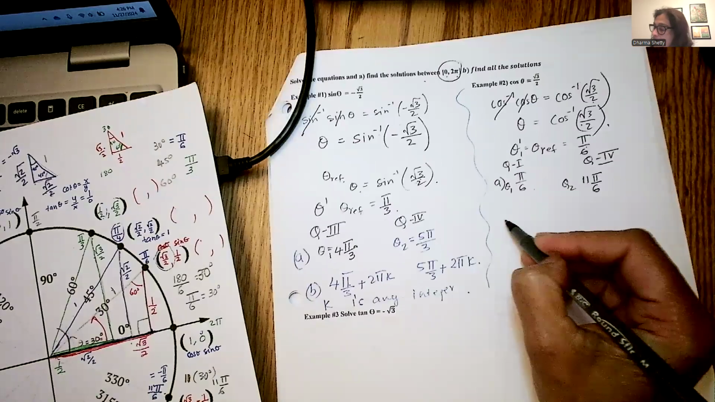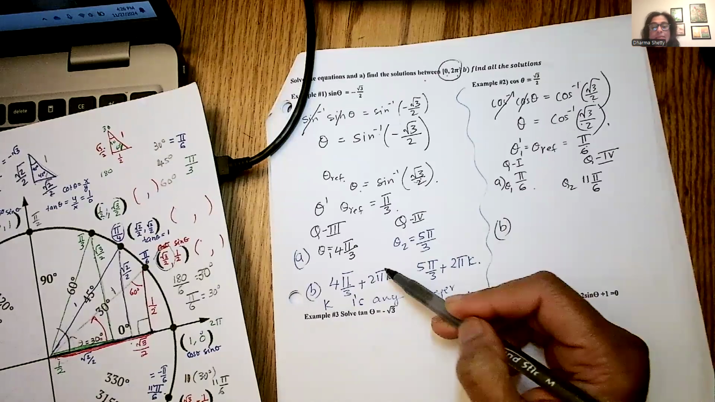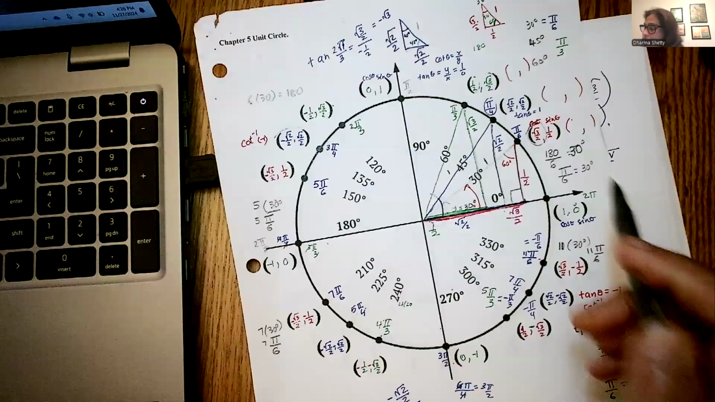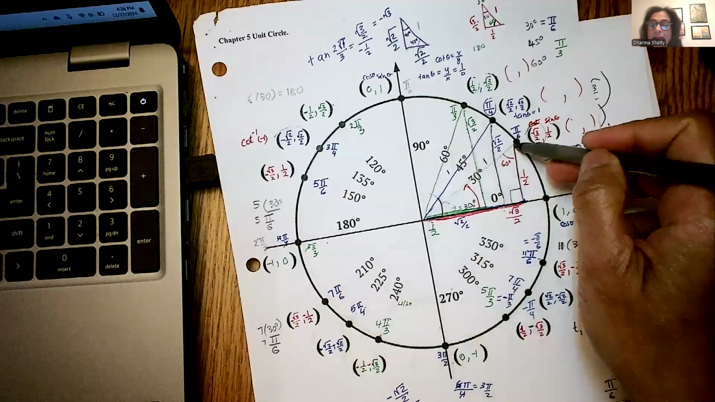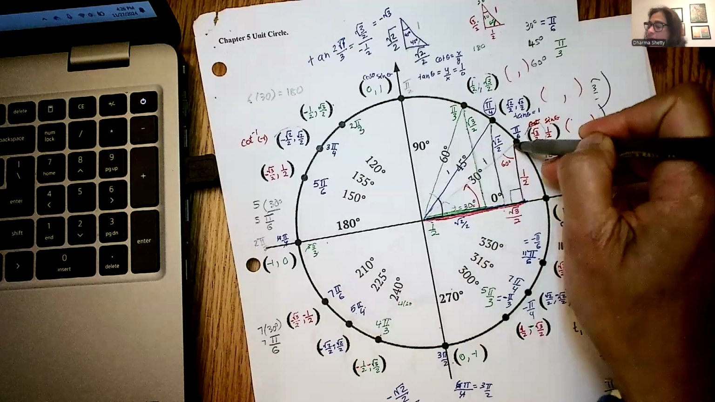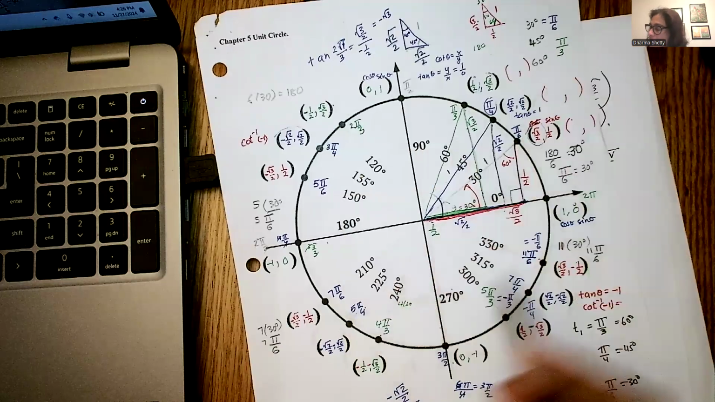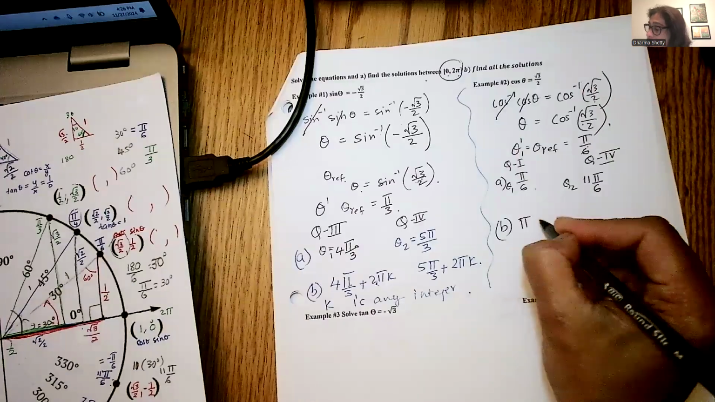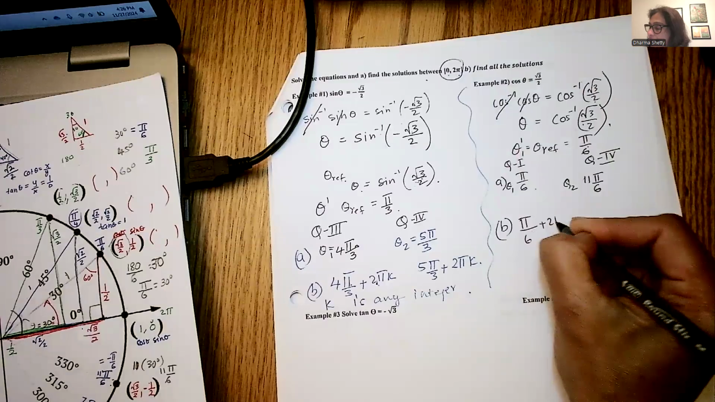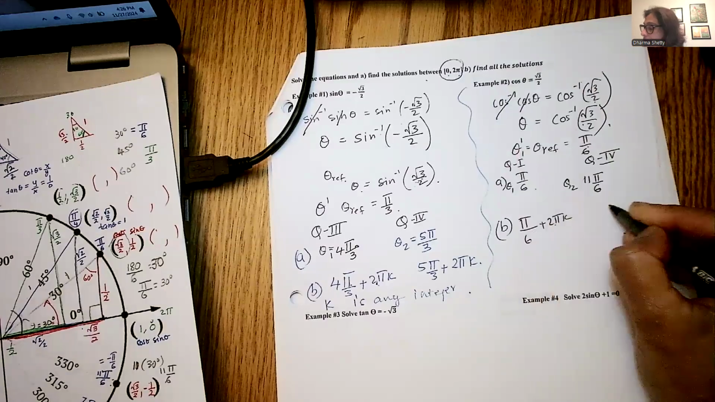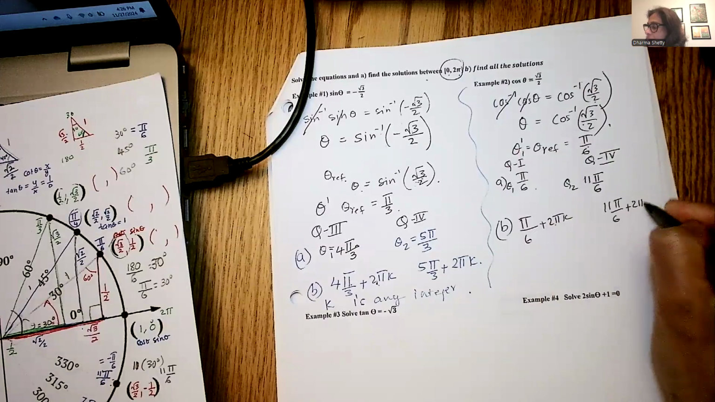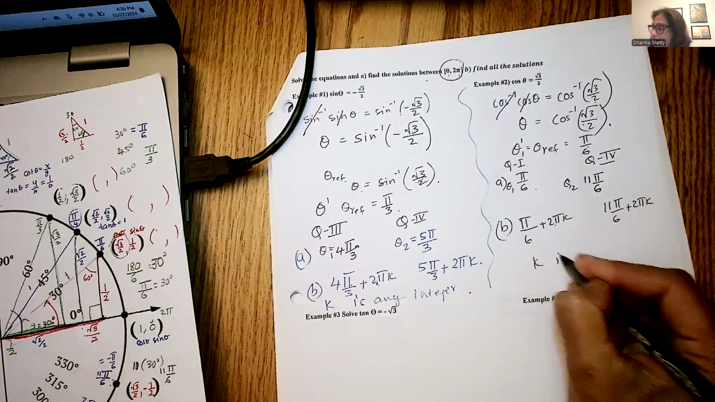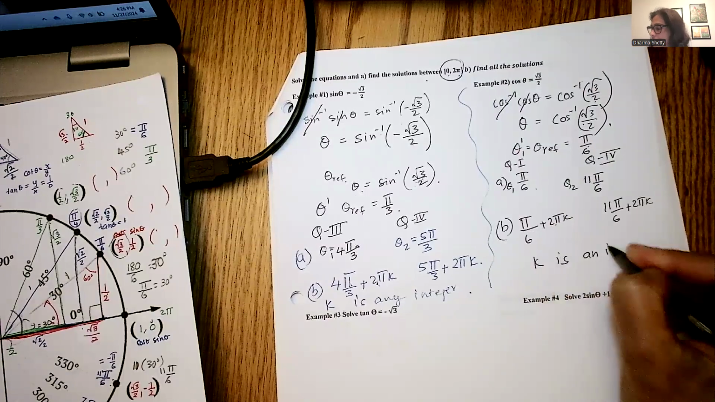Okay. Now to do the B part, it is the same thing that we did here. So if I add to pi 6, if I go one rotation and come back, it'll give me the other angle. And if I keep rotating, it'll make same thing to 11 pi 6. So to pi 6, I add 2 pi k. And to 11 pi 6, I add 2 pi k, where k is an integer.